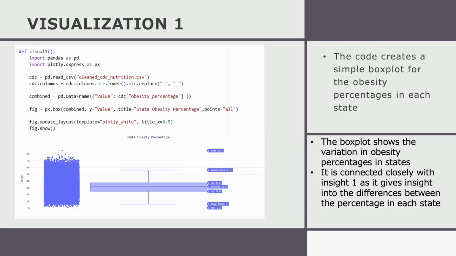The first visualization gives us a simple box plot of obesity percentages across all states. It highlights the variation and helps us quickly identify states that fall outside of the typical range. This directly supports Insight 1 by giving a clear picture of how spread out the obesity values are.